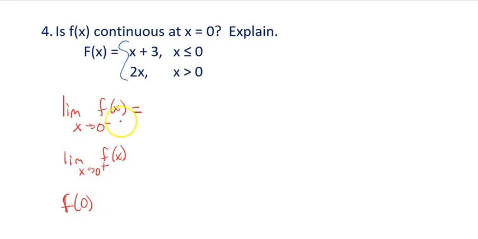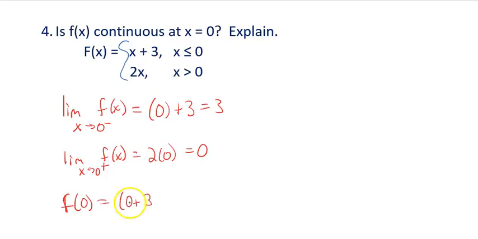So again, because it's piecewise, I have to figure out which side's the left and which side's the right. So less than 0 would be the left side. So I'm plugging in 0 plus 3, getting 3. And then 0 from the right, that would be the greater than 0. So 2 times 0, I get 0. And then f of 0 is where it actually equals 0. So that would be with this top part because of that equals mark. So 0 plus 3 would equal 3.